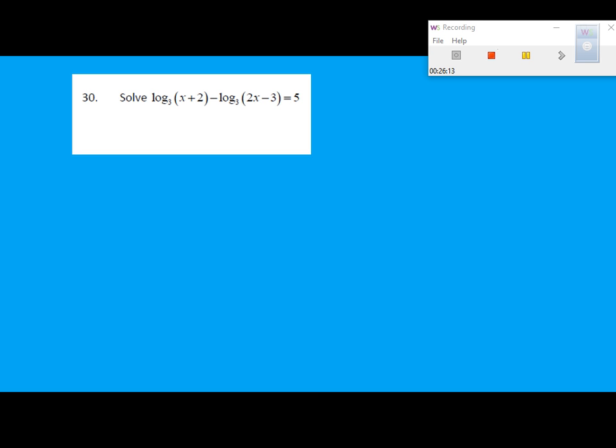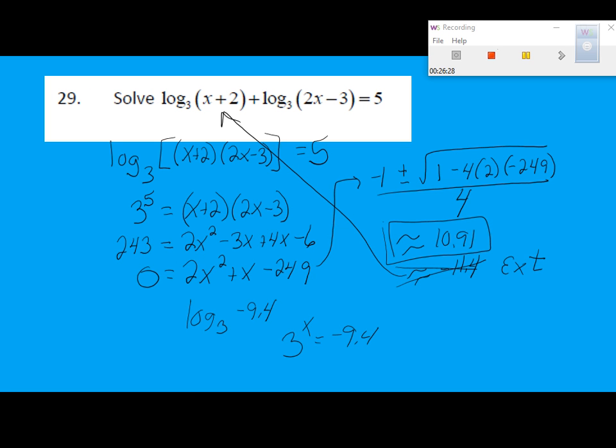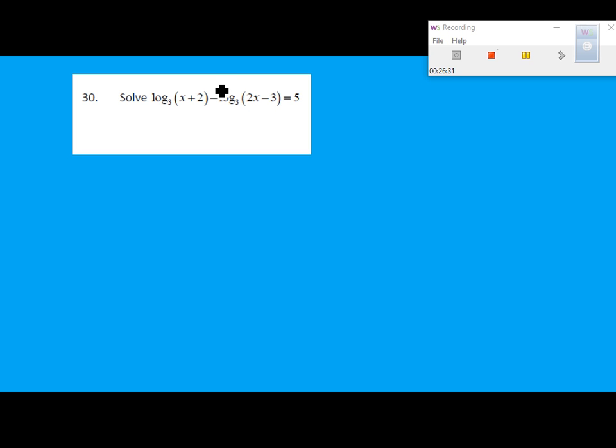Here goes another one very similar to it, but easier. I've got log base 3 of x plus 2 minus log base 3 of 2x minus 3 equal 5. So very, very similar to the problem above it, but where number 29 was an addition, 30 is a subtraction. So when I write this as a single logarithm, I got log to the base 3 of x plus 2 over 2x minus 3 equal 5.